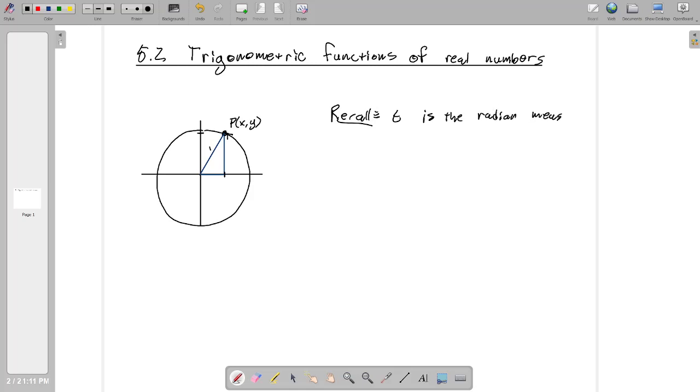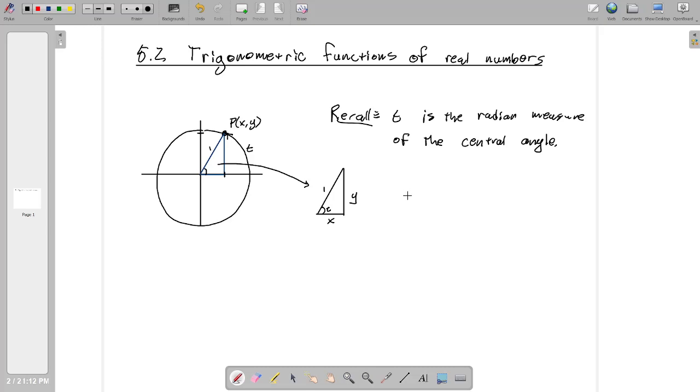Further recall that t is the radian measure of the central angle. As we rotate around the unit circle, we get to this terminal point, and there's a t value associated with it. This t is the measure of this angle in radians. So I'm going to take this triangle and redraw it right here. We have x, y, 1, and t radians.